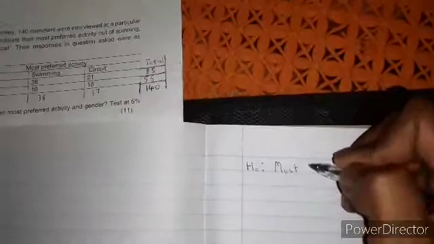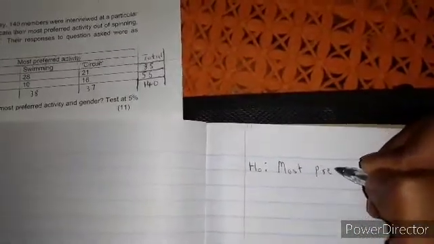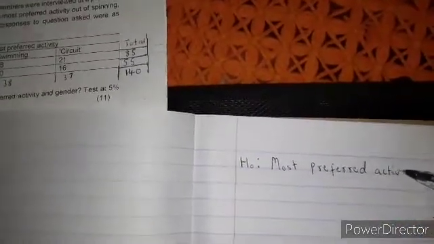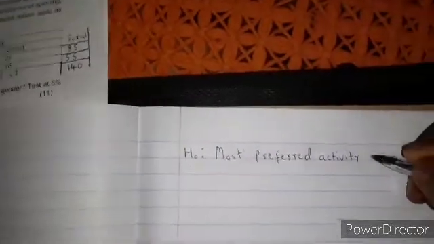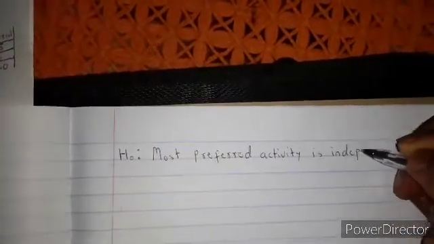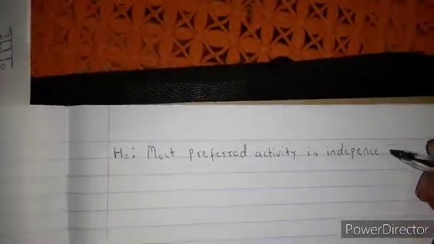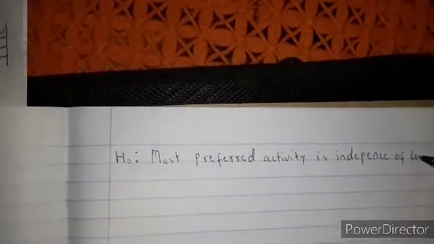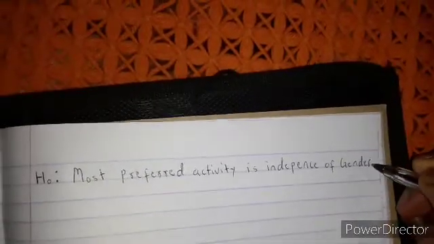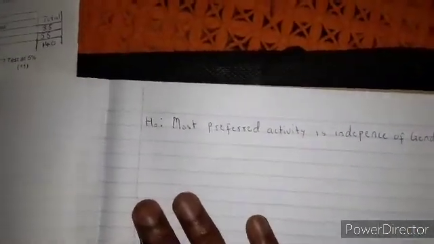Most preferred activity is independent of gender. That is our H naught, or the null hypothesis.